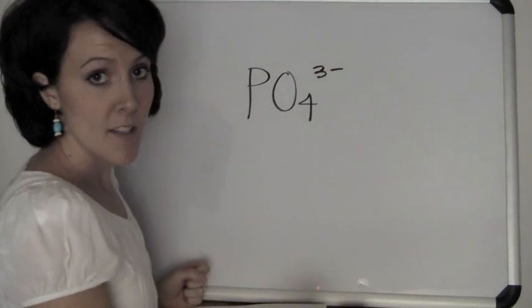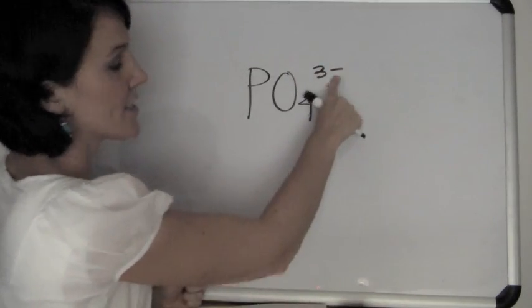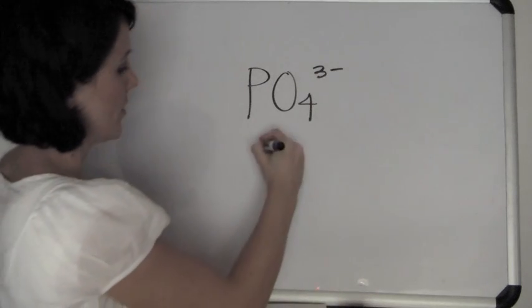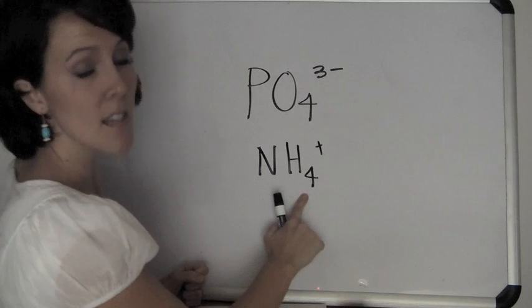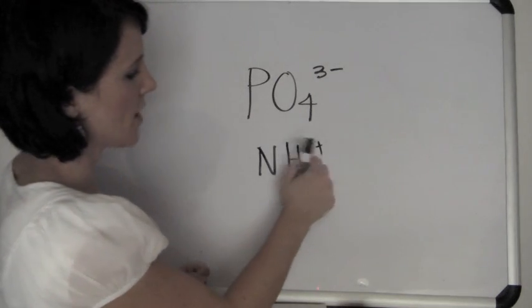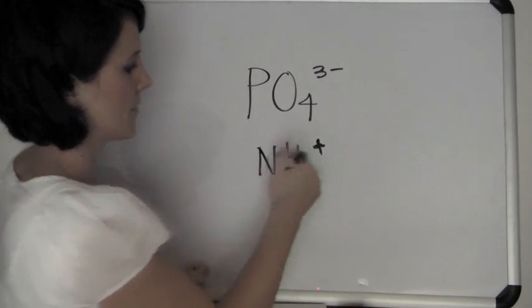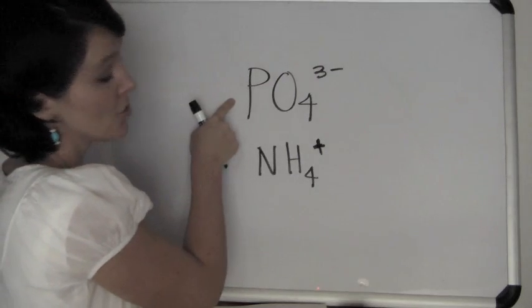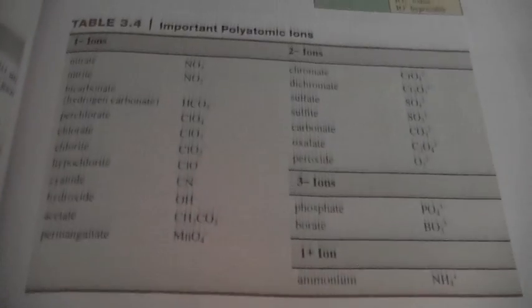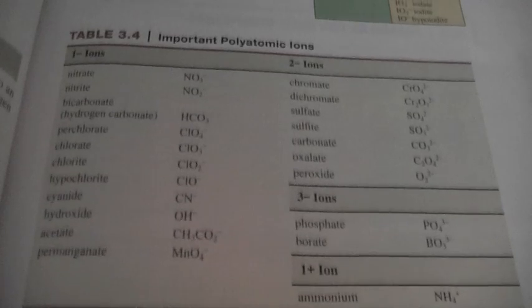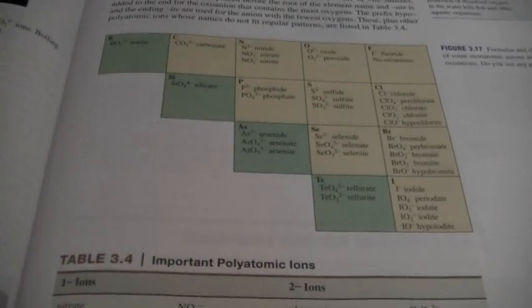Usually polyatomics are negatively charged. An exception to that is the ammonium ion. This is also a polyatomic ion, but it's positively charged. But usually, polyatomic ions in general are negatively charged. Page 95 has the polyatomics listed. In addition to that, there's a chart that may help you.